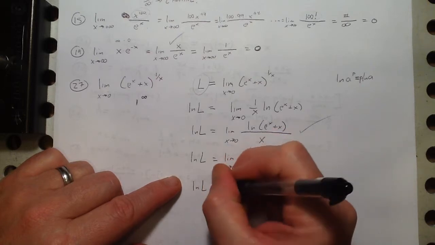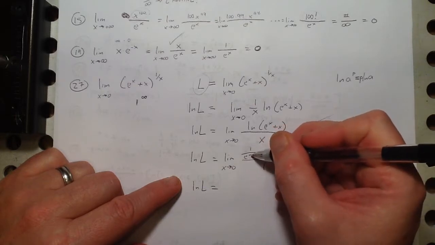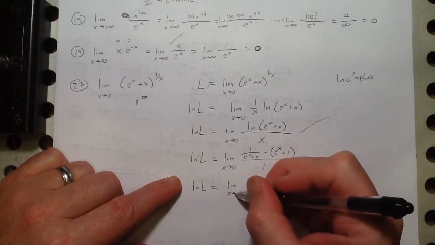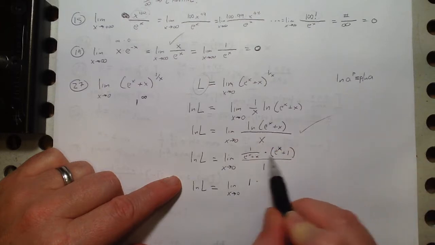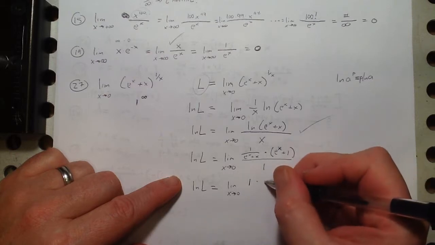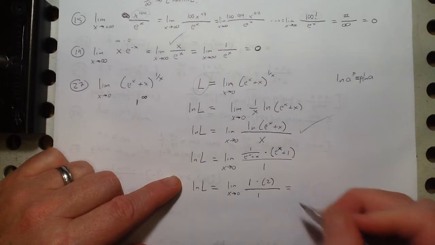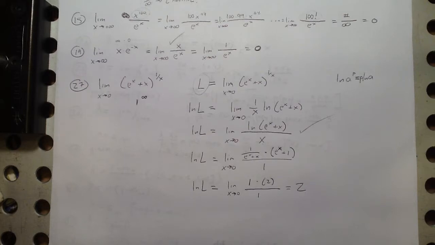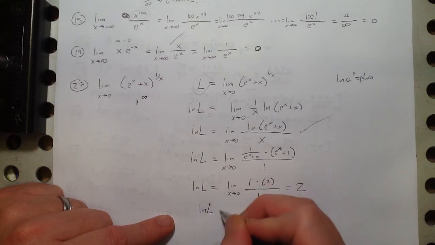Let's see what we get here. So natural log of L. Now when I plug in the 0, 1 over e to the x plus x is 1 over 1 plus 0, so that's 1. This is equal to 1 times e to the x plus 1; e to the 0 is 1, plus 1 is 2, over 1. So that's equal to 2. So is the answer 2? Well, not quite. Now we have the natural log of L is equal to 2.